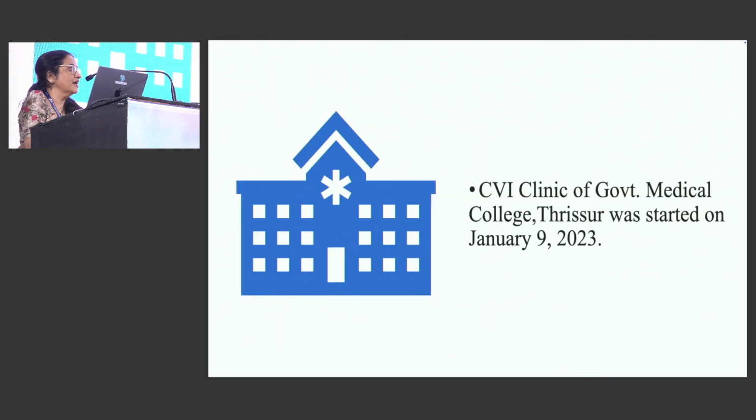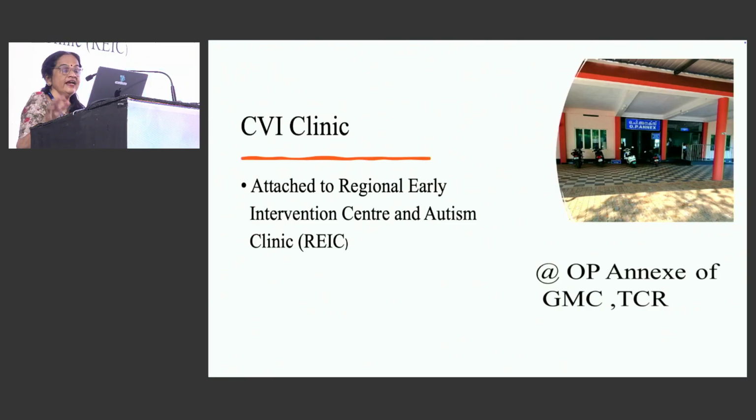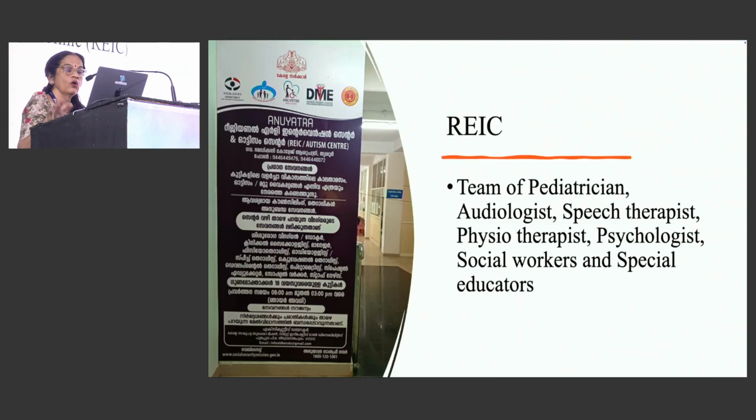So our clinic started functioning about 3 years back. The CVA Clinic of Government Medical College Thrissur is attached to the Regional Early Intervention Center and Autism Clinic, which works on the ground floor of the OP annex of our hospital. We all know that REIC is a group of specialists, including the pediatrician and various therapists, who work together to detect and treat children with developmental delay.